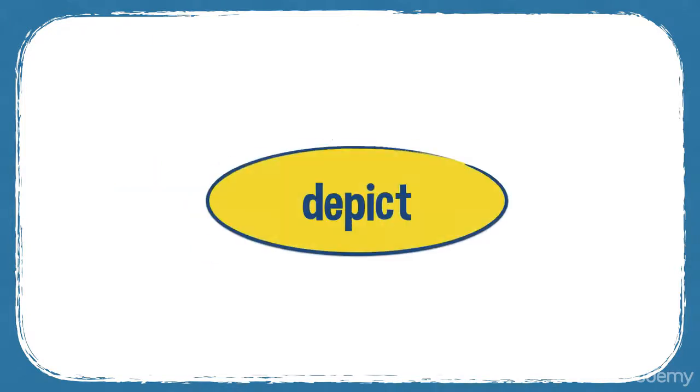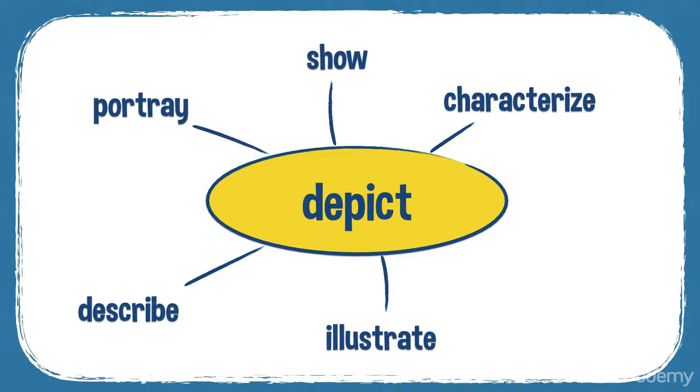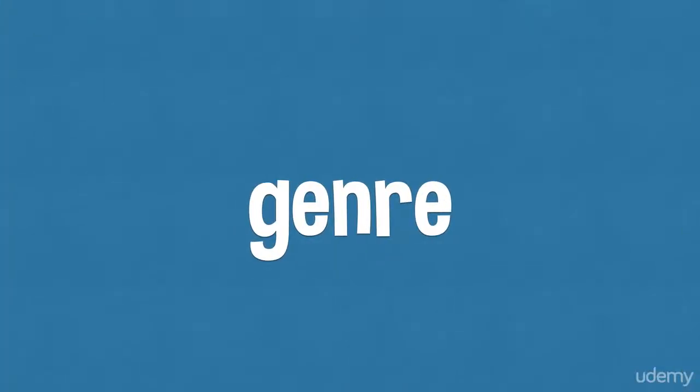And some synonyms for depict: show, illustrate, characterize, again the more general meaning of the word, and describe as well is quite general. Portray, and represent. Your next word is genre. Genre. Not genre. Genre. A genre is a particular type of art, or a particular type of music or literature, a particular type of movie, like science fiction movies.